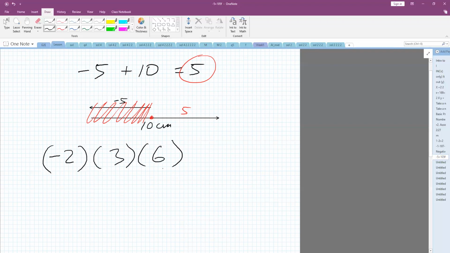I got it because 2 times 3 makes 6, and I still have 2, and 2 needs 2 more to get to 0, so I minus 2 of 6. No, actually, now what you have here is not addition or subtraction, but multiplication. So the operation here is, what is minus 2 multiplied by 3 multiplied by 6? Negative 2 multiplied by 3 multiplied by 6. Yes.